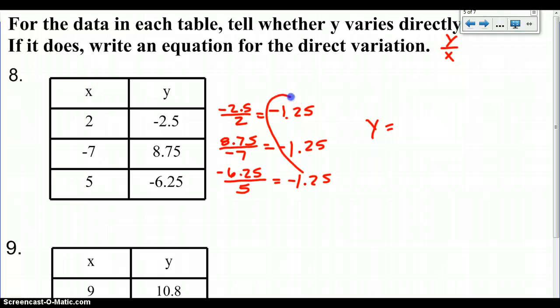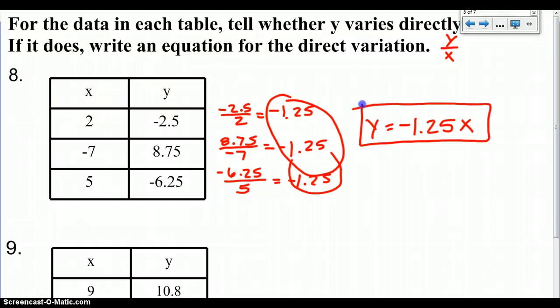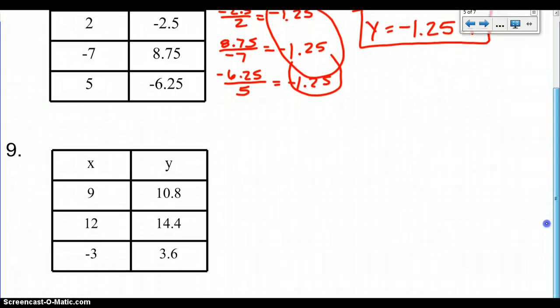and since this is our constant rate, it'd be negative 1.25x. So this is our equation. I want you guys to try to do number 9 on your own and see if we can come up with an equation. Then we'll come back and see if we get the same equation.